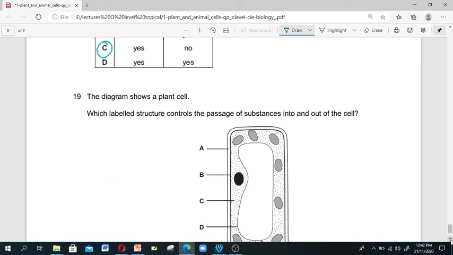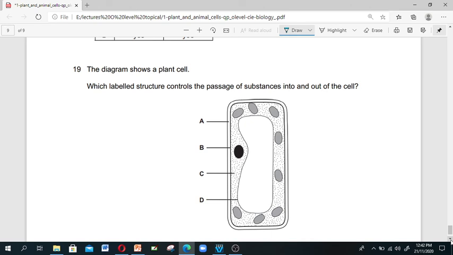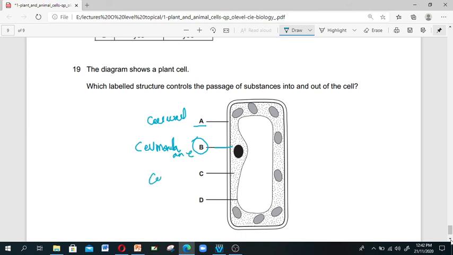The diagram shows a plant cell. Which labeled structure controls the passage of substances into and out of the cell? Obviously the cell membrane. And where is the cell membrane? It is the cell membrane, so option B is the right option. This is the cell wall, this is the cell membrane, this is the cytoplasm, and this is the vacuole. So option B is the right option.